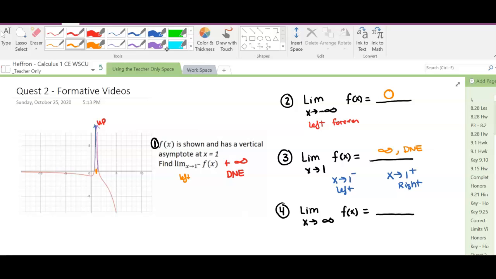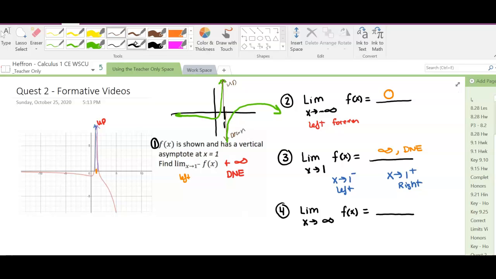Now let's just make another little sidebar here. If the graph had instead looked like this, here is 1. Let's say the graph was very similar, came down, but on the other side of 1, maybe we look something like this. Well, now, on the left side of 1, I'm going up, but on the right side of 1, I'm going down.